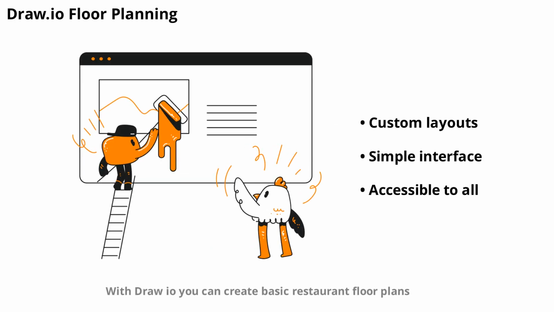With Draw.io, you can create basic restaurant floor plans using its library of shapes and icons. While it may not have as many restaurant-specific templates as other tools, its flexibility allows you to build custom layouts that suit your needs. The software's simple interface makes it accessible to anyone, regardless of technical skill.